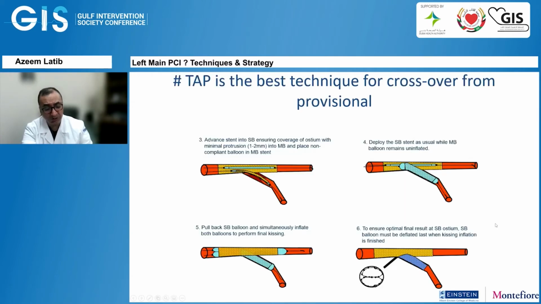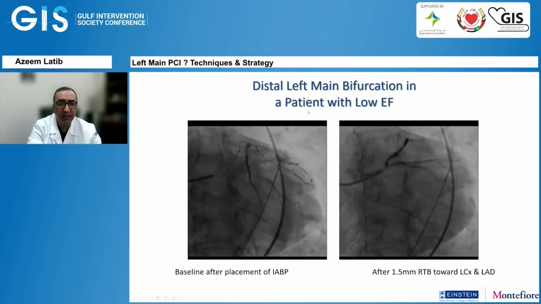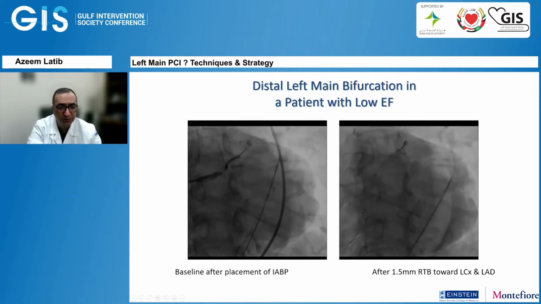Sometimes, though, you start with provisional and then the side branch doesn't look great and you need to stent the side branch. I think for that, the TAP is the best technique to cross over because really it's the least amount of steps and can get you the side branch stented in the shortest amount of time with a good result. So here's an example, another distal left main bifurcation, a patient with low ejection fraction.